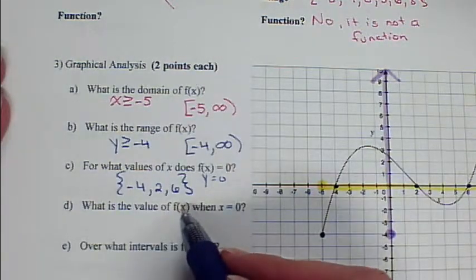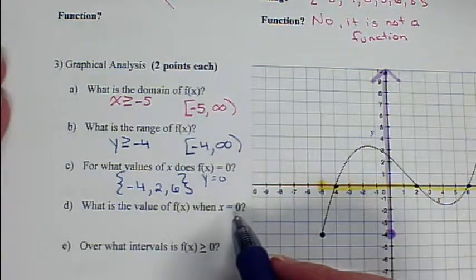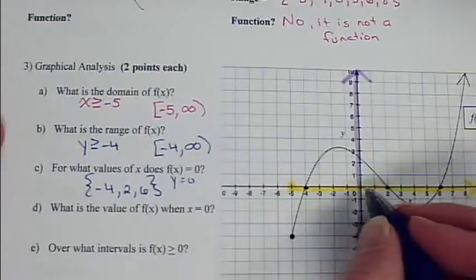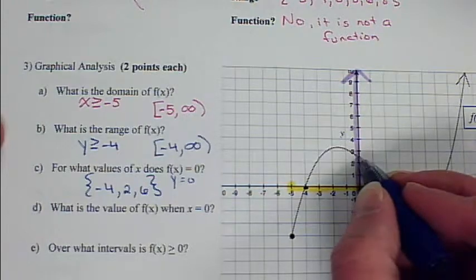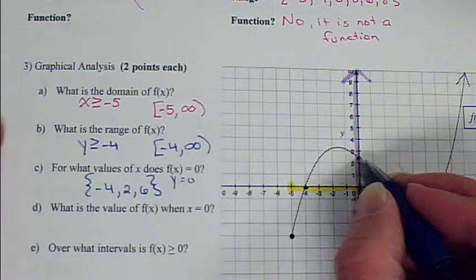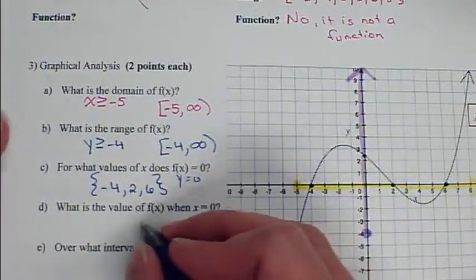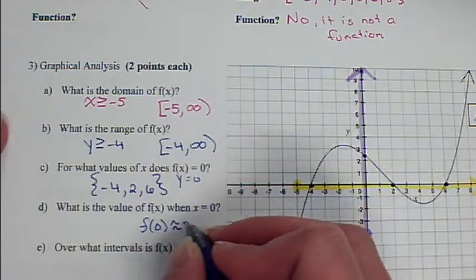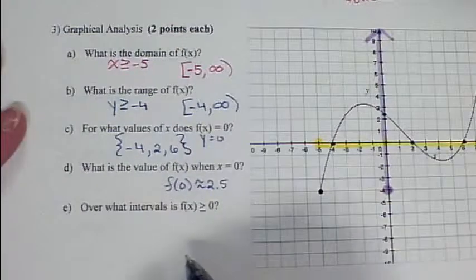What is the value of f of x when x is 0? So this is changing it around. What's y when x is 0? So here's when x is 0. The y value when x is 0 is 2.5 approximately. So f of 0 would be approximately 2.5.